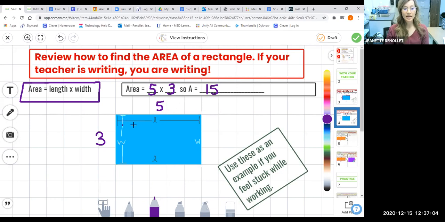Since I'm measuring area inside, I know I'm talking about squares inside the shape. So I need to write square, and I don't know what I'm measuring by. I don't have anything next to it, so I'm just going to use the word units. If we did not measure with something specific, we can say units.